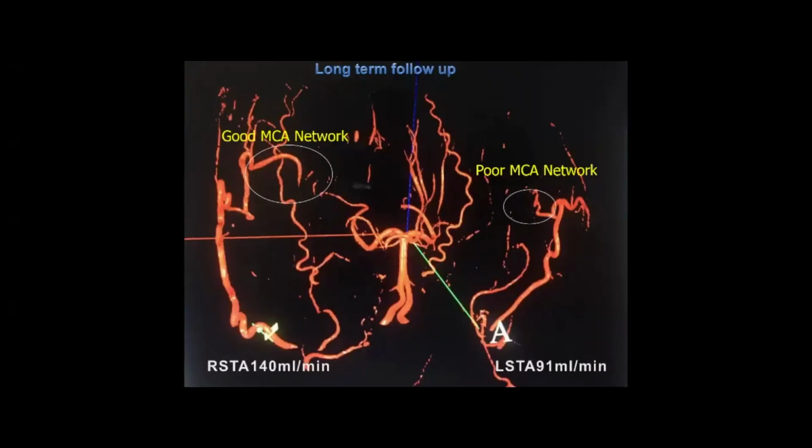So this is a long-term follow-up. You can see the difference of MCA networks. On the right side, the MCA network was quite good, so the STA carried 140 millimeter per minute. But on the left side, the MCA was quite small and a very poor network. The STA carried only 91 millimeter per minute. So it's around 50 millimeter per minute less than the right side.